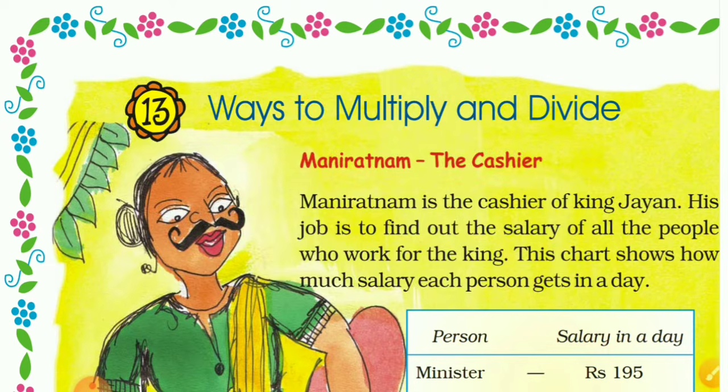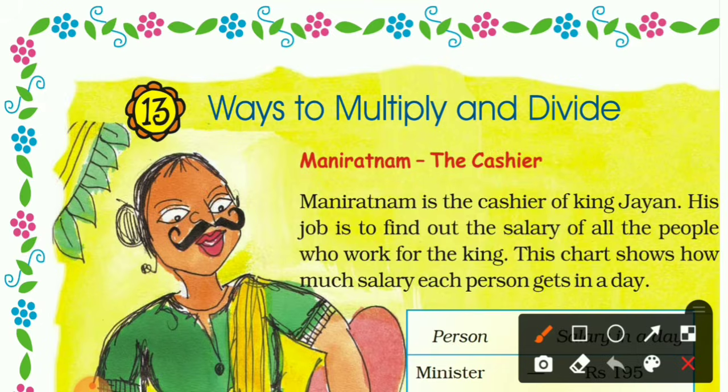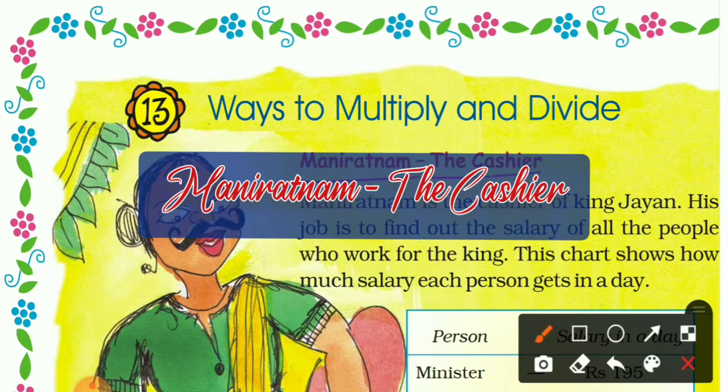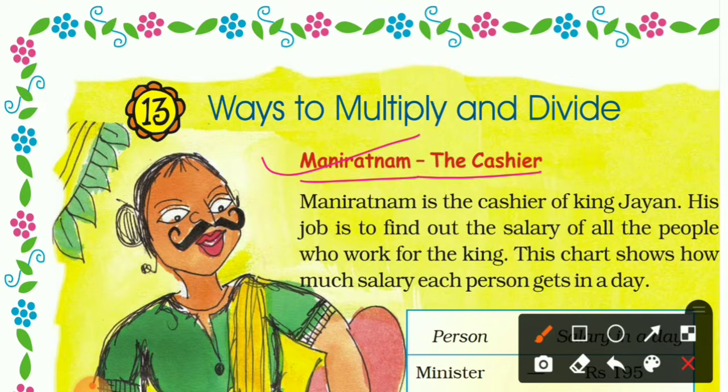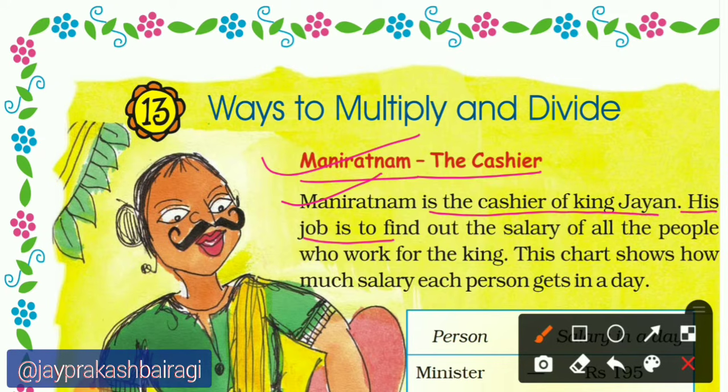Now let's know the name of today's topic, and it is Maniratnam the Cashier. This topic is based on the different ways of multiplication. So let's see it. Maniratnam is the cashier of King Jayan. His job is to find out the salary of all the people who work for the king.